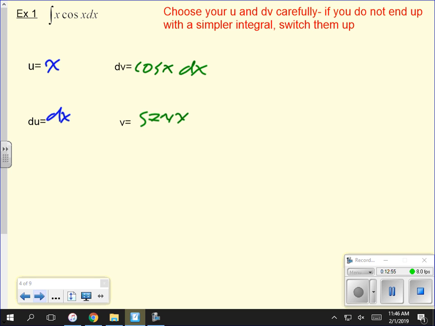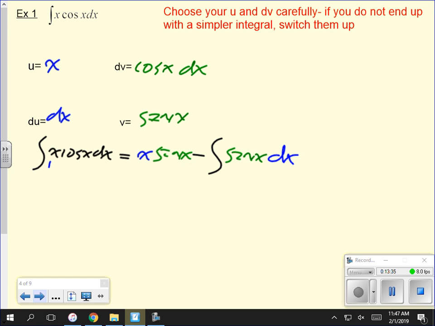So my original problem, the integral of x cosine x dx equals, and then it's uv. So this is my u, this is my dv here. So it's uv, so it's x sine x, minus the integral of v du, which is sine x dx.